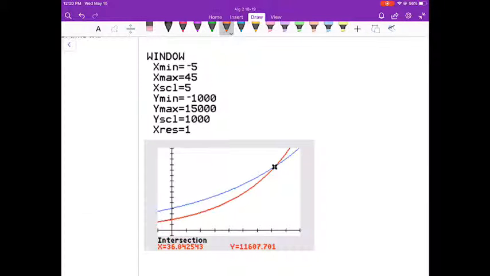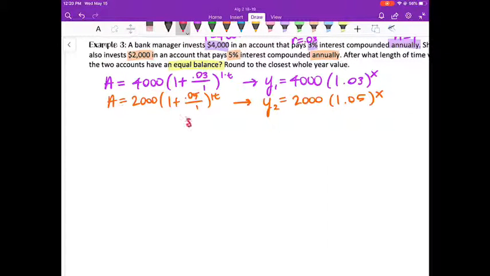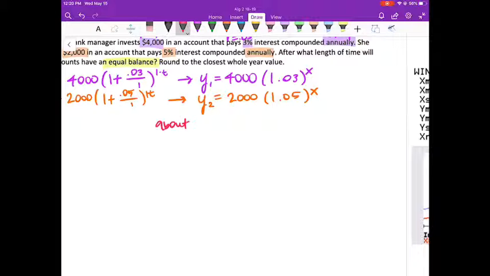I believe our blue line was our $4,000 investment at 3%, and the red line is our y2, our $2,000 invested at 5%. And it looks like they intersect after about 36 years. So it takes 36 years for that higher interest rate to end up giving you the same amount of money, since you deposited such a lesser amount of money to begin with. Your initial deposit was much smaller. So our final answer for this, we get about, not dollars, years. 36 years, and the balances will be the same.